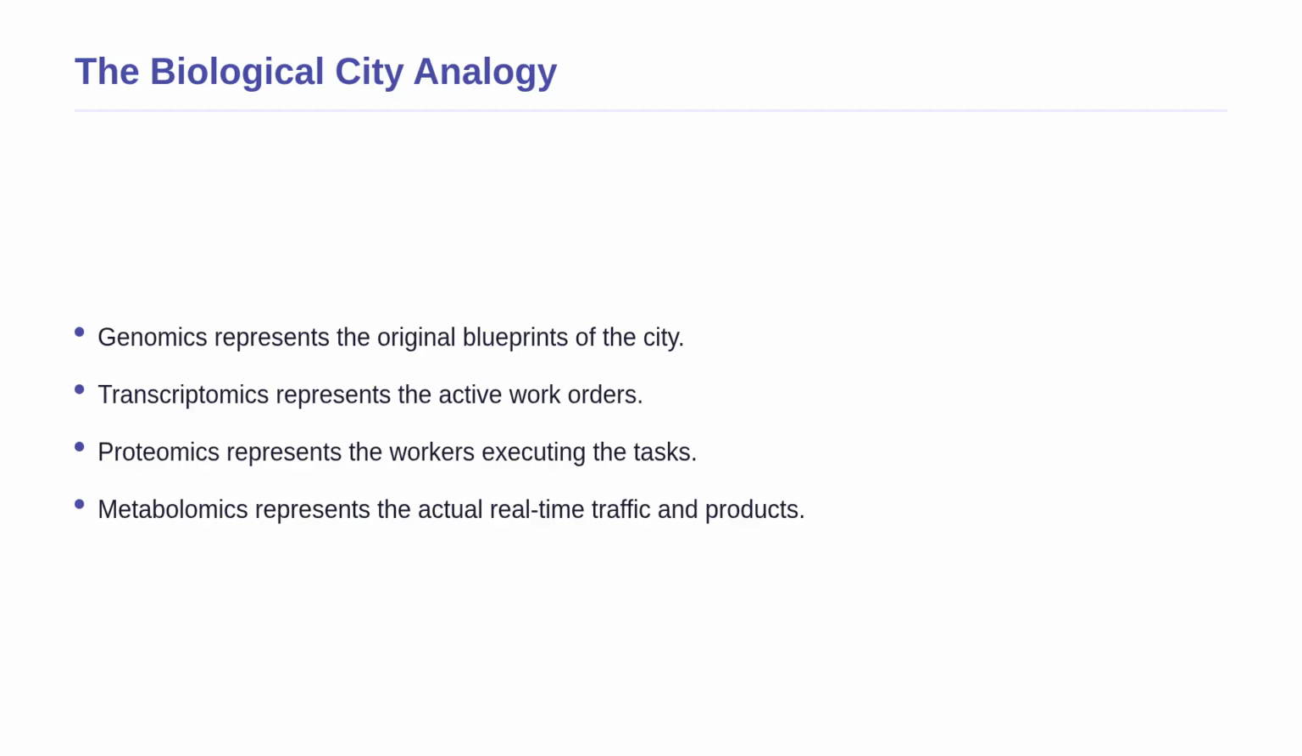To understand where metabolomics fits into biology, imagine a massive, bustling city. If you look at the city's original blueprints, you are looking at genomics, which shows what could potentially be built. The active work orders are transcriptomics, and the workers themselves represent proteomics. But if you want to know exactly what is happening right this very second, like the traffic jams, the pollution, or the goods being traded, you must look at the actual products moving through the streets. In biology, this real-time snapshot of cellular traffic is called metabolomics.